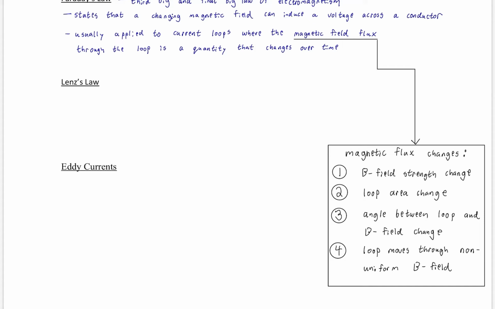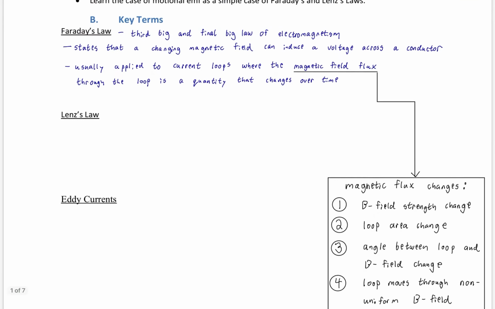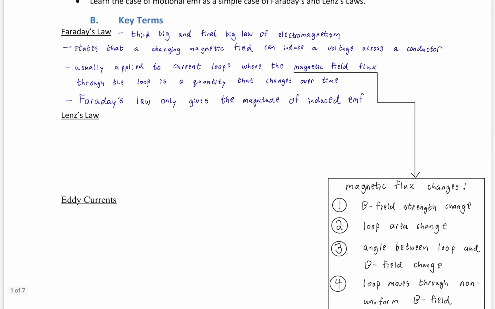And number four, you can have the loop move through a non-uniform magnetic field. So that's effectively the field strength changing, but it looks a bit different because your loop is actually moving through that field, okay? Now, an interesting thing is that Faraday's law only gives us the magnitude of the induced EMF, which means we need Lenz's law for the direction, okay? So Lenz's law combines with Faraday's law to give the direction of induced EMF.